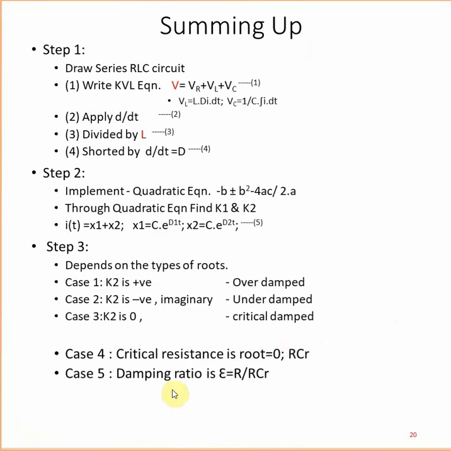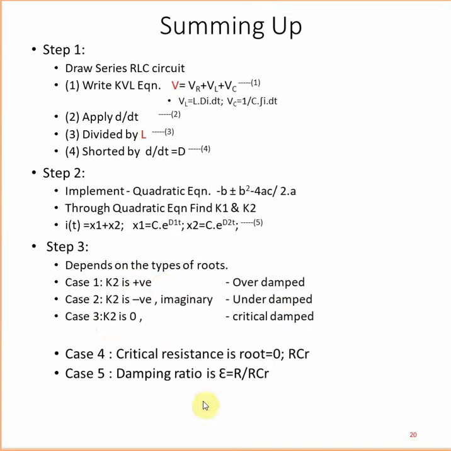So here, K1, K2 is equal to 0, K2 is positive, negative or 0. Based on that, we get over damped, under damped and critical damped systems. And further we will have continuations.